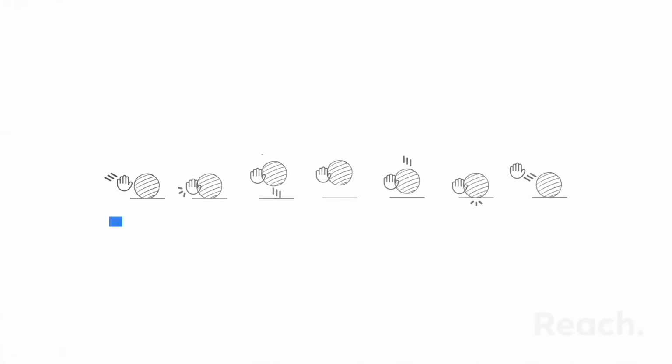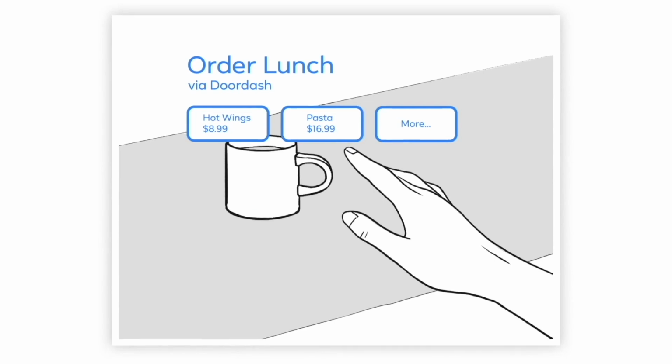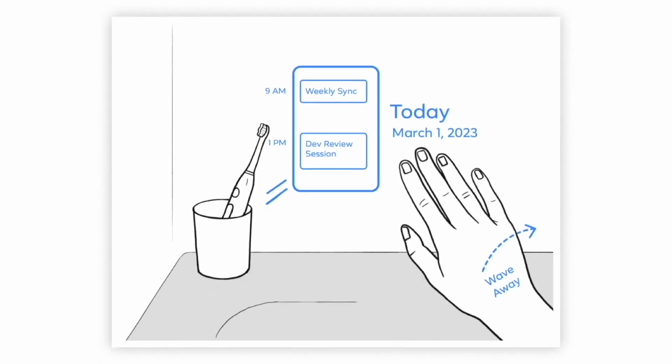The first phase of a grasp is reach, which takes place when the hand begins moving towards an object and before any contact with the object occurs. For example, a viewer may pass their hand through a menu item to select a food option to order for lunch as they reach to grab their coffee cup. Or the viewer might wave their hand away to dismiss a calendar showing the events for the day.